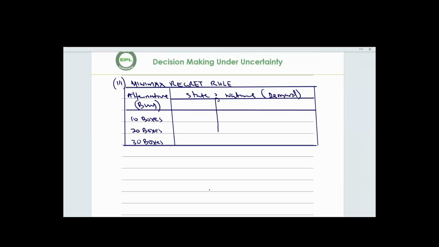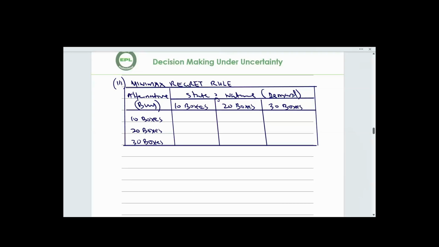Divide this one into 3. Go back here. So we have 10 boxes of apple demanded, 20 boxes, and then 30 boxes. Now look up using Minimax regret decision rule.